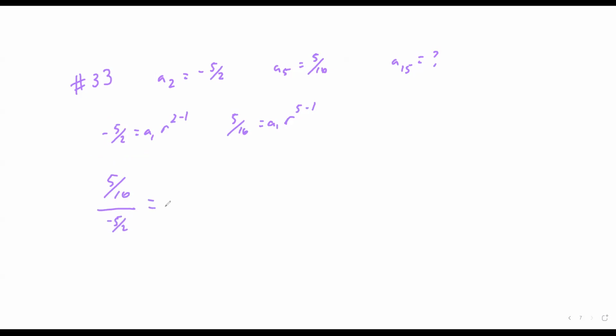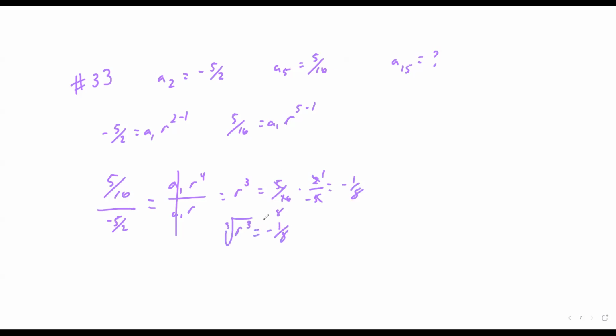And that would give me a sub 1 times R to the 4th power over a sub 1 times R, just R. So that would cancel a sub 1, and then I'm left with R cubed. And then if I keep, change, flip here, so that's 5/16 times negative 2/5. So the 5s would cancel. That would really reduce down to 8. So that gives me negative 1/8. So I really have R cubed equals negative 1/8.